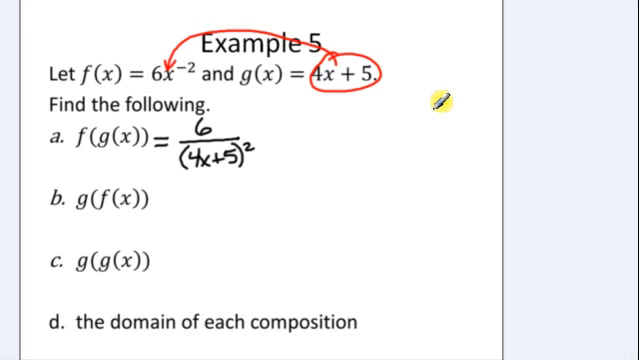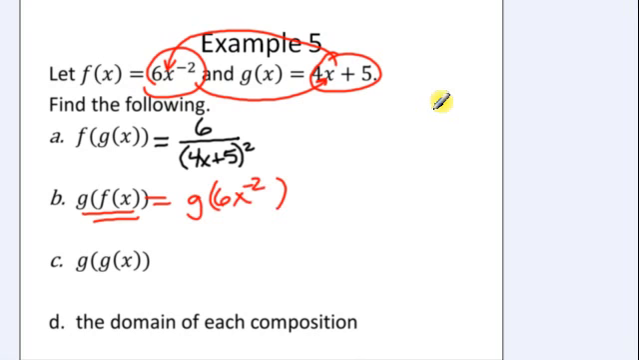Now for B, we're going to go in the other order. We're going to start with function f, and we're going to plug it in to function g. So let's start with the inner function. F of x has the value of 6x to the negative second power. And then I look at function g, and function g says take the input, multiply it by 4, and then add 5. So 4 times the input, which is now 6x to the negative second power, and then add 5.